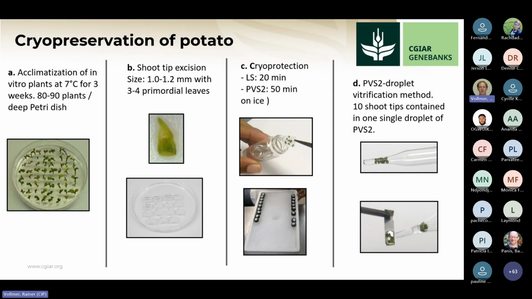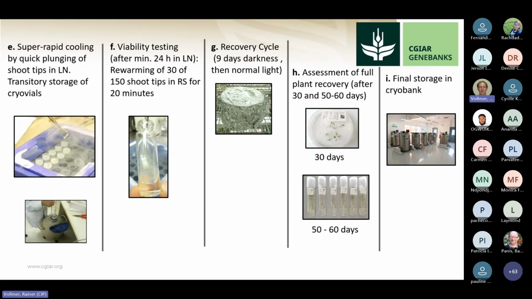These times vary from crop to crop. And then in our case, we absorb the shoot tips with a Pasteur pipette after the chemical treatment, and place them within a droplet of PVS2 on a small aluminum foil strip. You can see it in the lower photo of the letter D. And this is then quickly plunged into liquid nitrogen for rapid cooling. And then we store it in small tanks on aluminum canes.